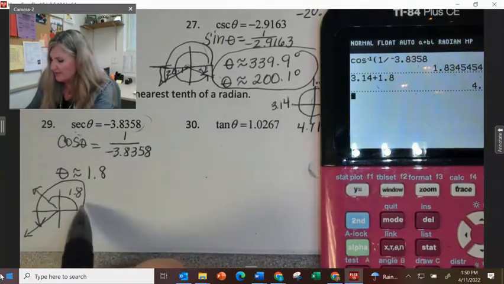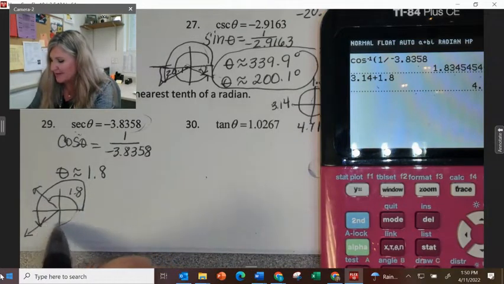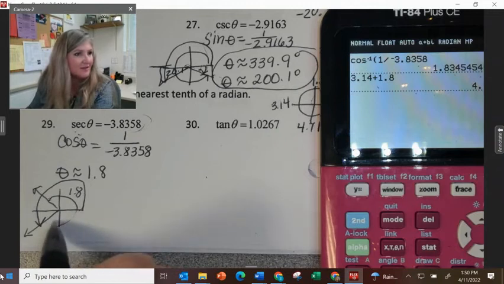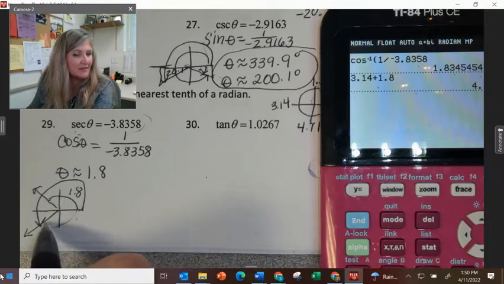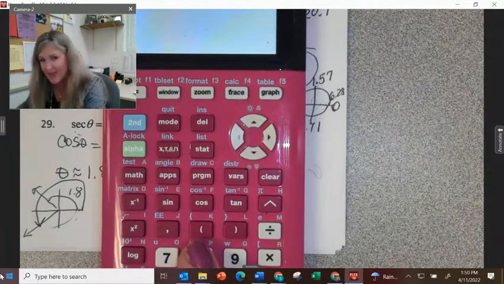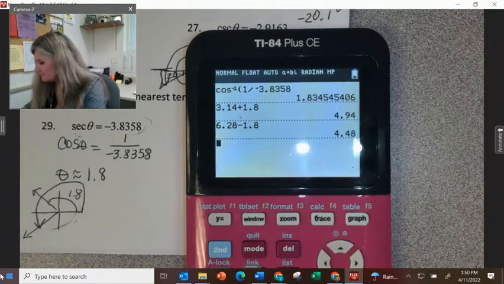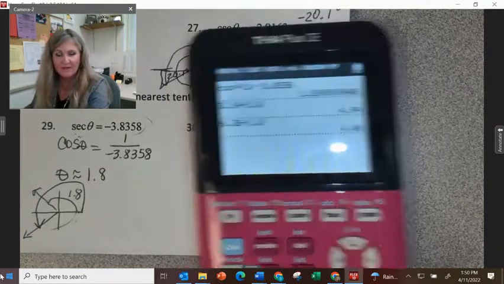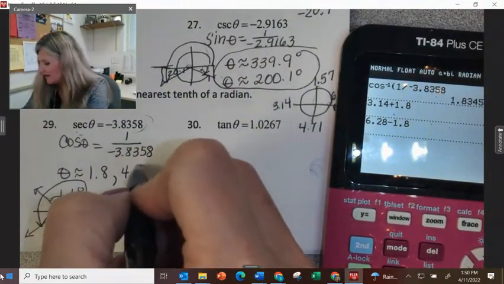Oh, okay. So you're saying if we went all the way around, it would have been 6.28. We know if this angle is 1.8, then this angle is 1.8, right? Don't they have to be the same? If this is 1.8, then this is 1.8. So, yeah, he's right. We're going to do 6.28 minus 1.8, and we get 4.48, which is 4.5 to the nearest tenth.